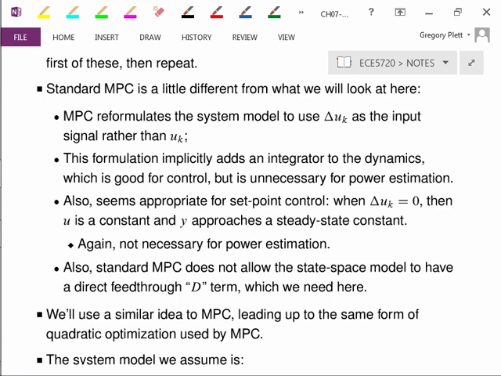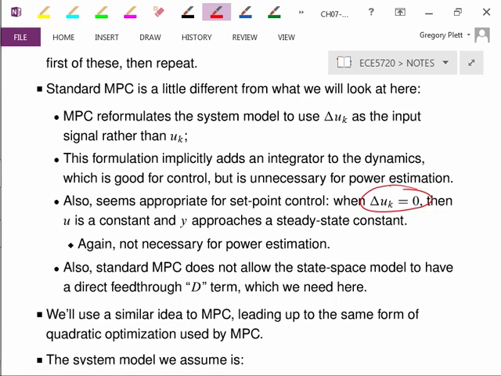The delta u is used for set point control of, say, a chemical process, where I want to have a nice, beautiful, homogeneous output chemical, and that's my set point, and that would occur when I'm in steady state and my delta u's are 0, and that's wonderful. But for us, we don't have a steady state in the battery power estimation problem, so that's not too important for us either.